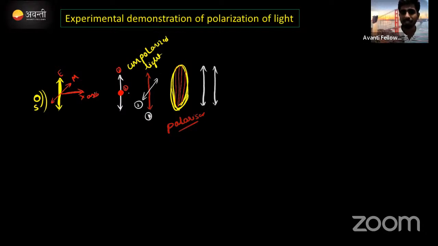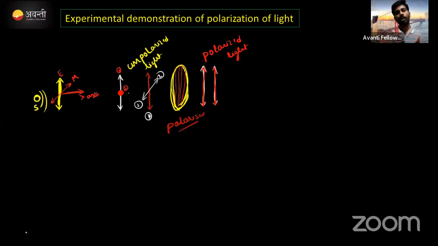What about the second one? Second one क्या हो गया? Second one will be perpendicular to the slits. That's why it is completely obstructed, means completely absorbed by the slit, we can say. Now here the waves, we can call this polarized waves or polarized light.